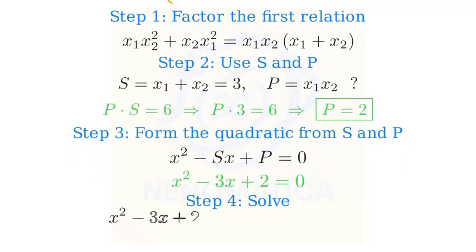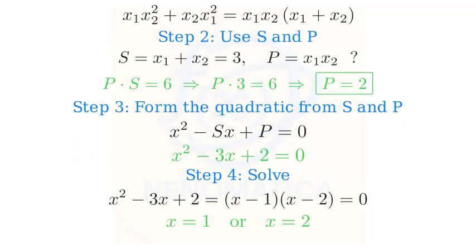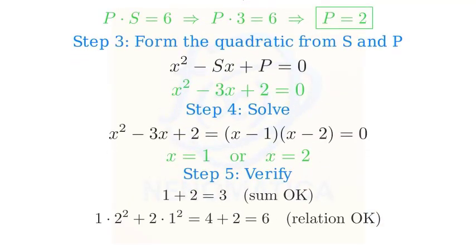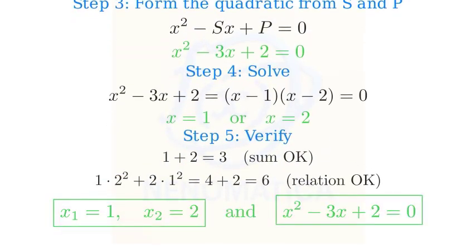Step 4. Factor to find the roots. X squared minus 3x plus 2 factors to (x minus 1) times (x minus 2) equals 0. Therefore, the roots are x equals 1 and x equals 2. Quick check. The sum is 1 plus 2 equals 3, correct. And x1 times x2 squared plus x2 times x1 squared equals 1 times 2 squared plus 2 times 1 squared equals 6, correct. Final answer. The roots are 1 and 2. The quadratic is x squared minus 3x plus 2 equals 0.